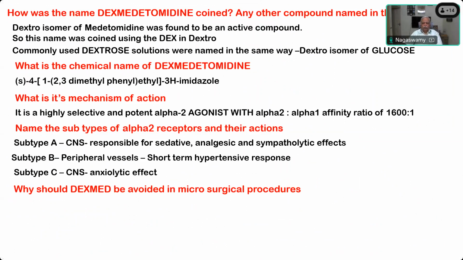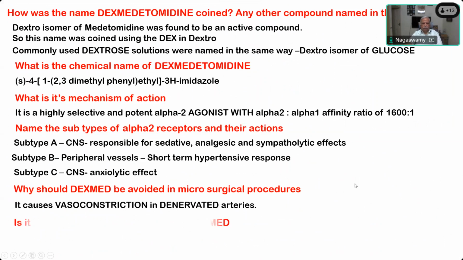So what will be the response if you cut off the vessel? Will it be responding to the nervous stimulation? It is a denervated vessel, isn't it? Even when you do a kidney transplant also, it is a denervated vessel. Okay? So it causes vasoconstriction in denervated arteries, right? And so it will not allow the perfusion to happen in the microsurgical tissue.